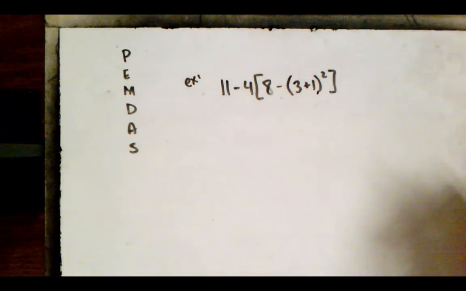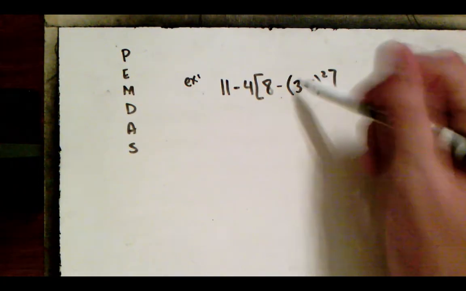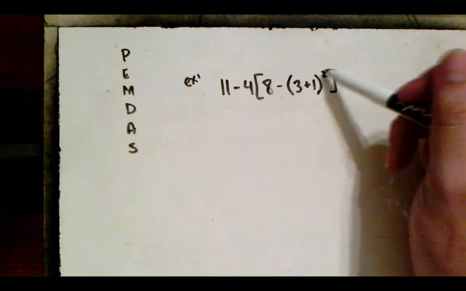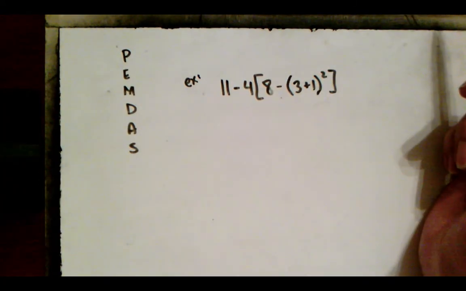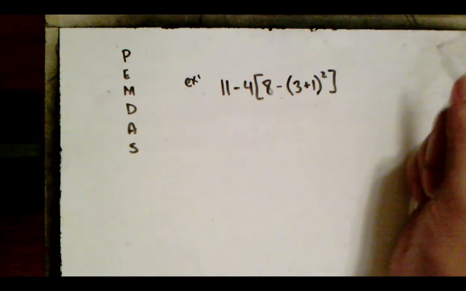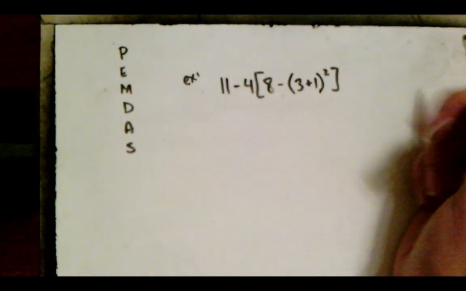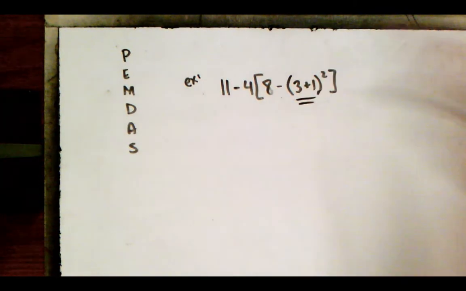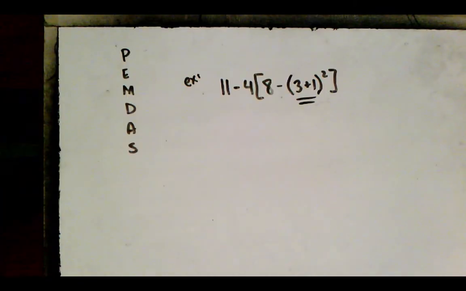So in this one, the most important thing, we got parentheses in here, we got brackets in here, we got some exponent, we got a little bit of everything going on. And so keep in mind that because we're dealing with parentheses first, we want to start on the inside and work our way out. So that's the most important thing here. In this case, the very most inner piece would be this 3 plus 1.